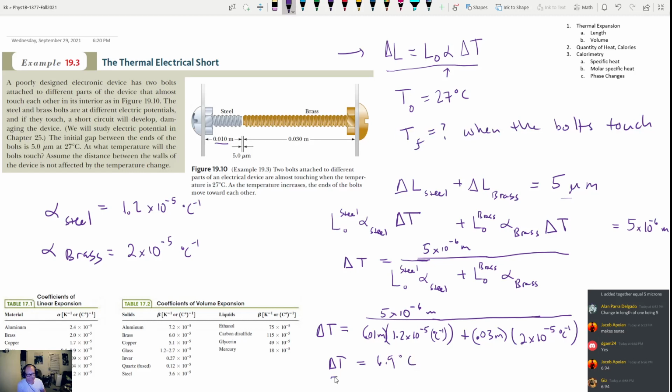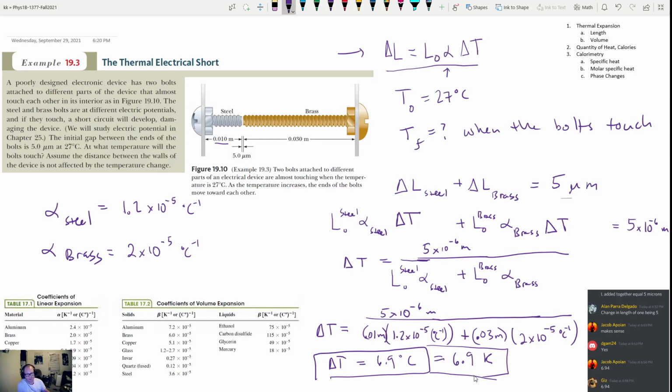degrees Celsius would also be the same thing as 6.9 Kelvin, because the change in temperature is always the same in Kelvin and Celsius. So. All right, just a thermal expansion problem with a little wrinkle in it.